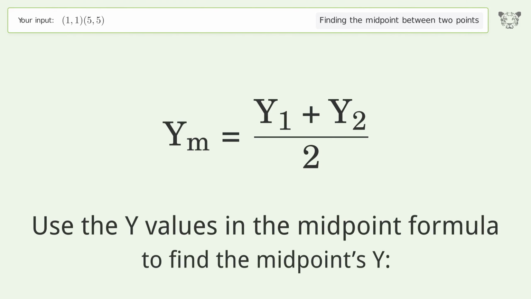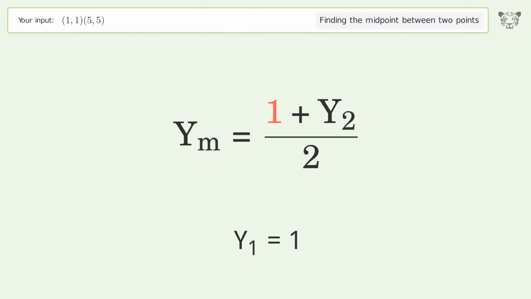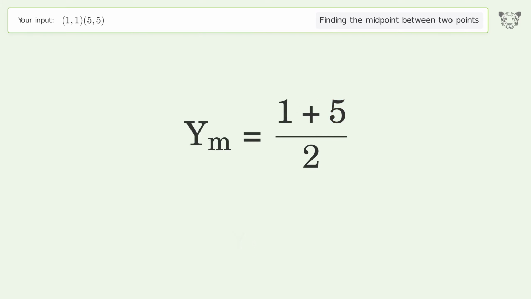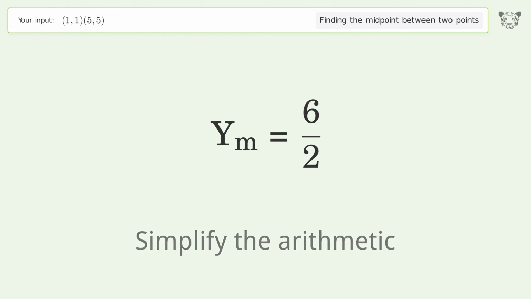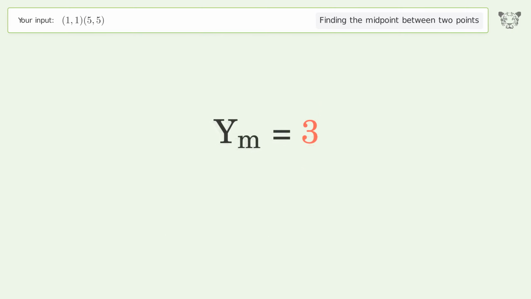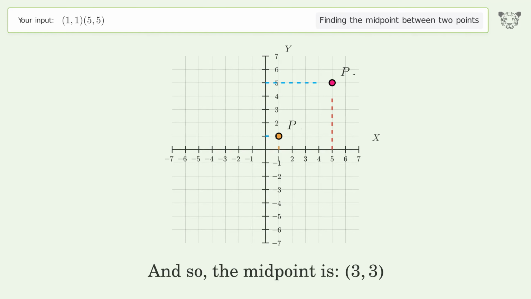Use the y values in the midpoint formula to find the midpoint's y. y1 equals 1. y2 equals 5. Simplify the arithmetic. And so, the midpoint is 3, 3.